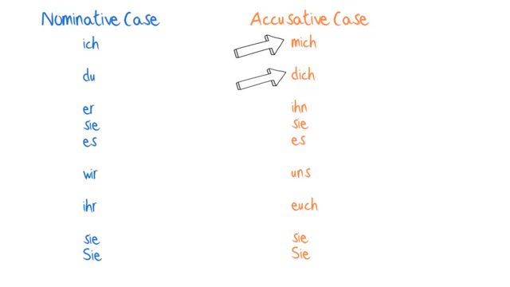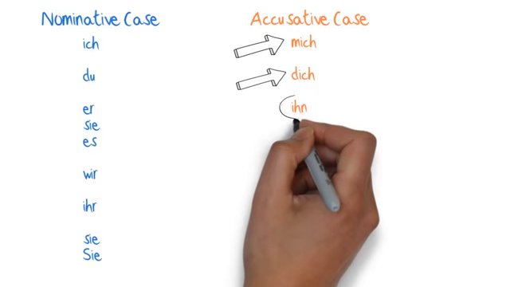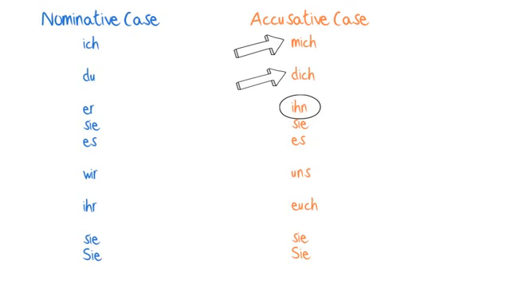Moving on, you'll also notice that du has become dich. This is tricky for English speakers because the word you can be used as a subject, as in you play tennis, or as a direct object. My cat doesn't like you, in English. So you have to pay special attention to du and dich.